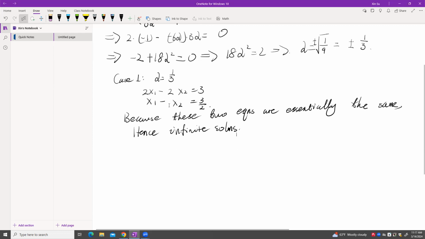So we tested the first case, and then we also have the negative number. We are going to check case 2, alpha equals negative 1 over 3. We put in the number there, and the system should be 2x1 plus 2x2 equals 3, and below it, negative x1 minus x2 equals 3 over 2. And you will see this happening.